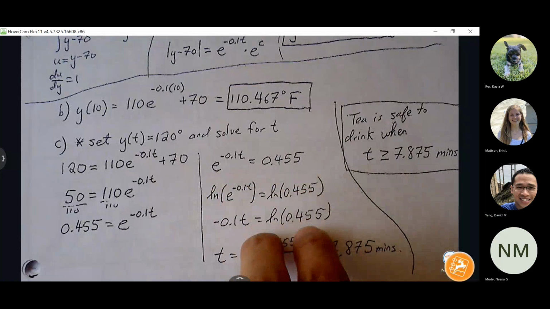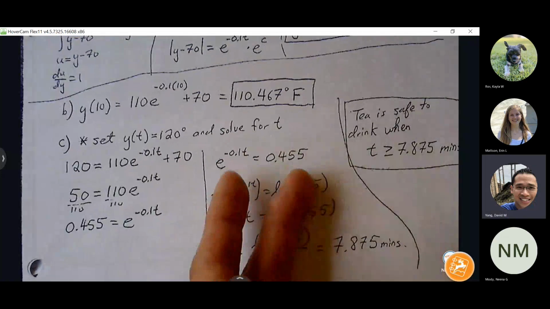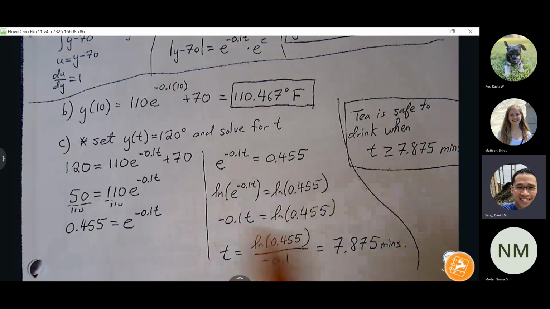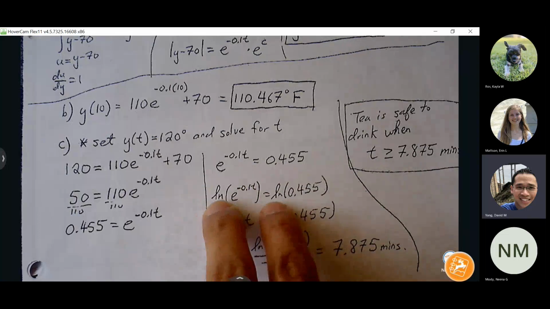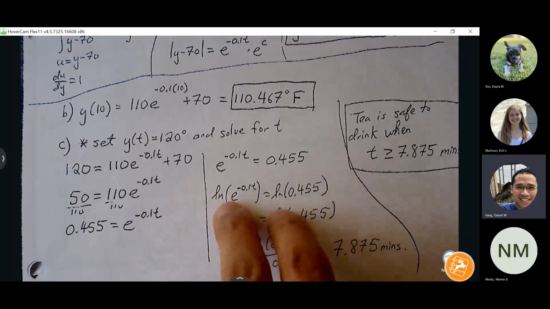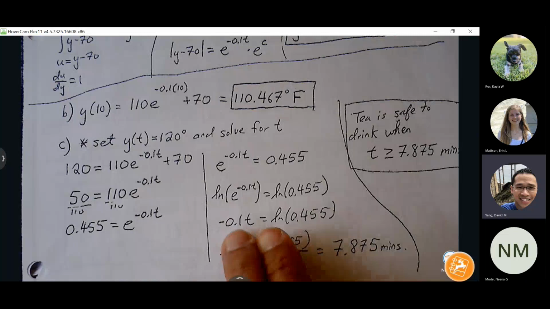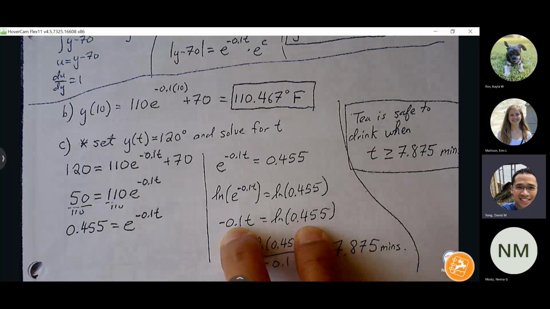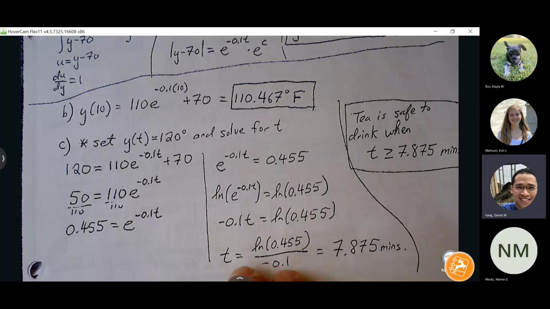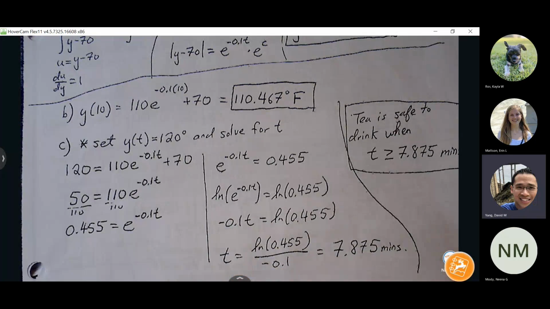Okay, I flipped it. So working with this left side makes it a little bit cleaner here. I took the natural log of both sides, and the natural log of e cleans up. I get negative 0.1 T equals natural log of 0.4545. And now to solve for T, divide by negative 0.1. And then I know after 7.5 or 7.8 minutes, the temperature of the tea is going to be 120 degrees.